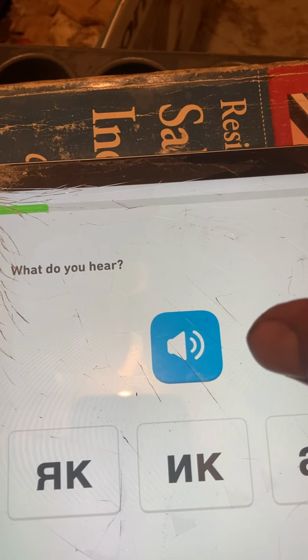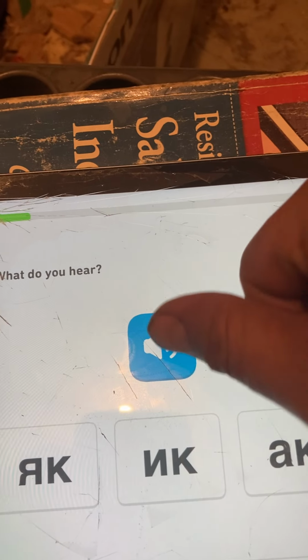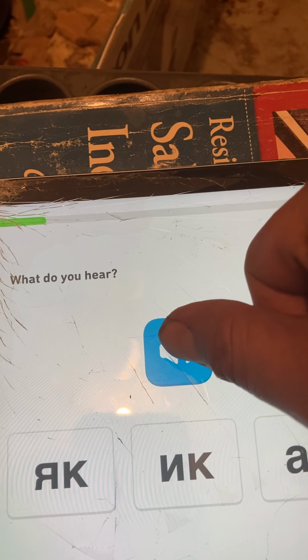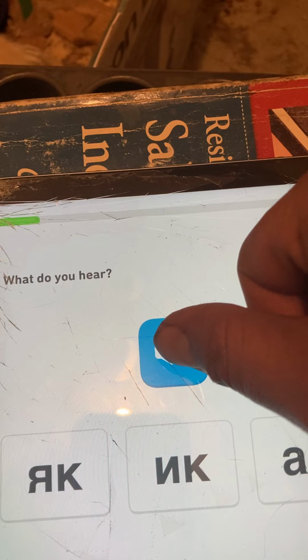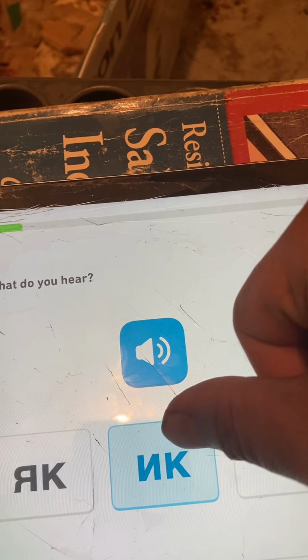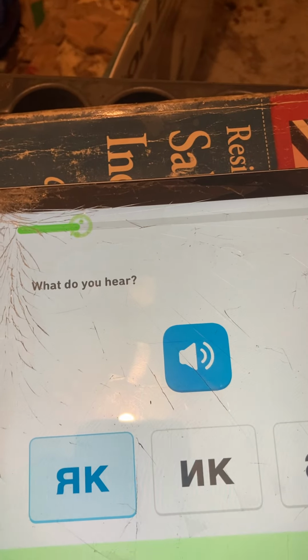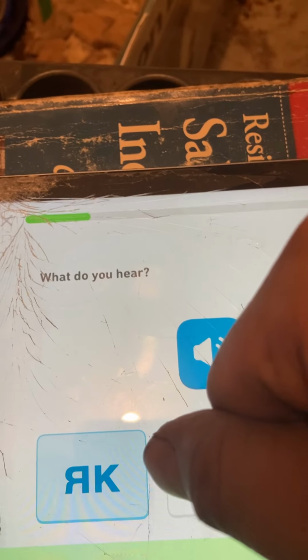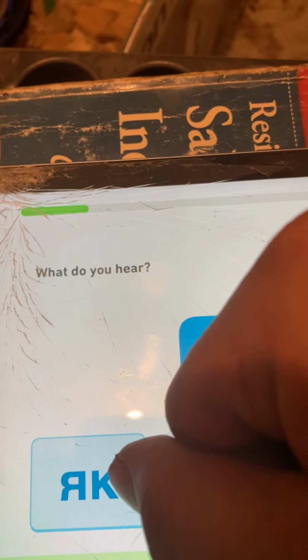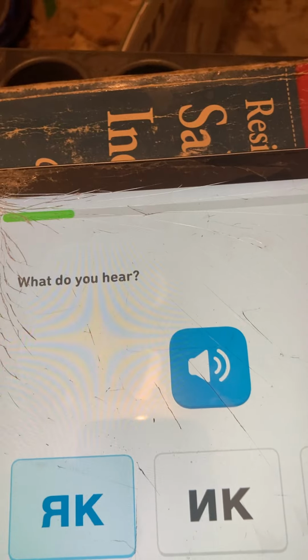Yak. It's this one. The backwards R, K is yak. So when you see the backwards R, say yak. And the K is a K.